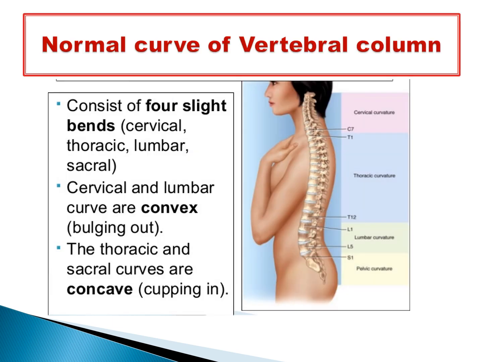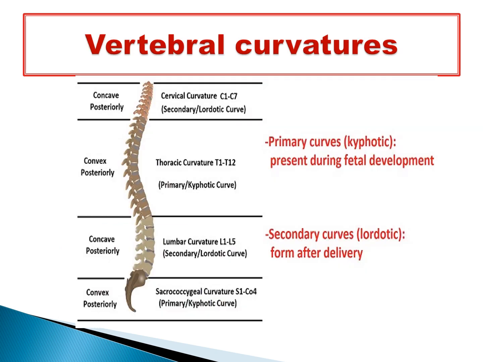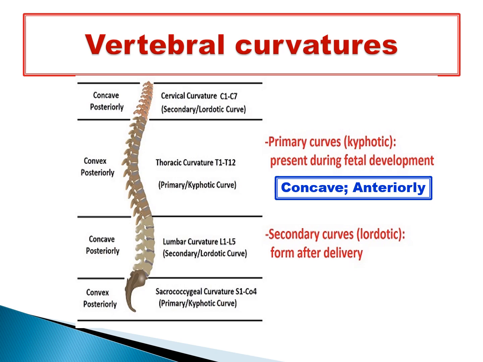So normal curvatures of the vertebral column are 4: cervical, thoracic, lumbar and sacral. Cervical and lumbar are convex. Thoracic and sacral are concave, and they are the primary curvatures. Cervical and lumbar are the secondary curvatures. So if you look into the vertebral column, the primary curvatures are concave anteriorly, or kyphotic, or convex posteriorly. They are the thoracic and the sacral curvatures.